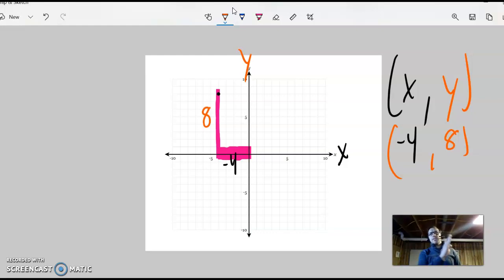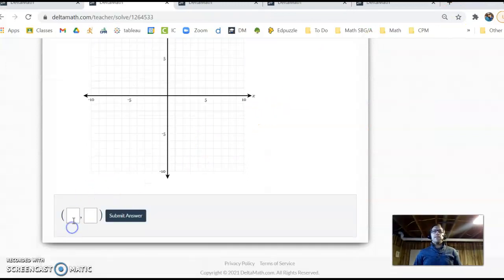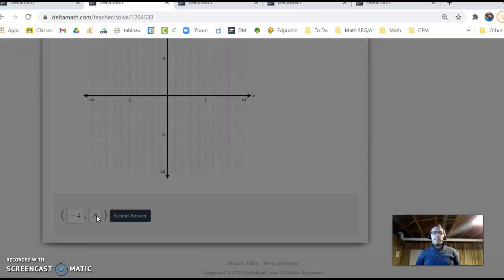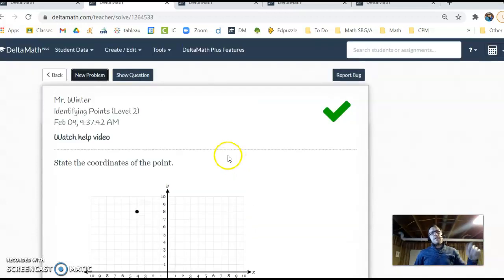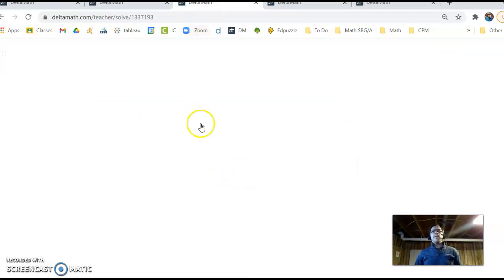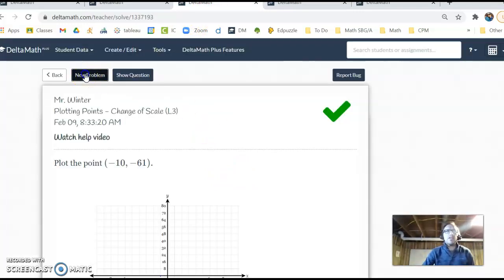Always left or right first, then up or down second. So let's go back to that. Plug those in. We said it was -4, 8. Submit it, and it can walk you through that problem. If you have questions about this, watch that video and then keep going. We'll move on to the next one, where now it's your turn.